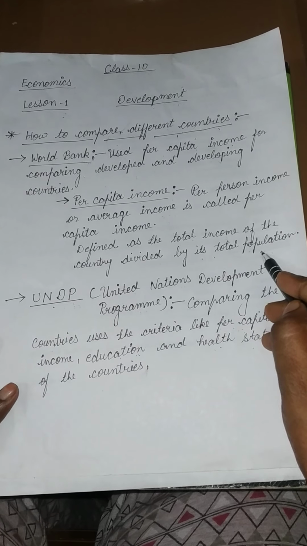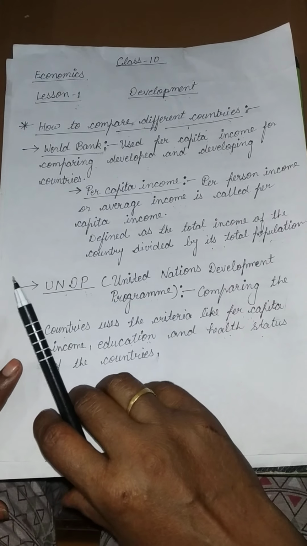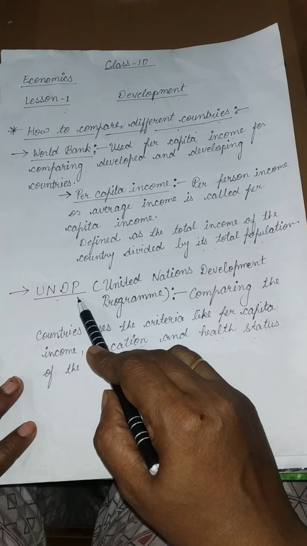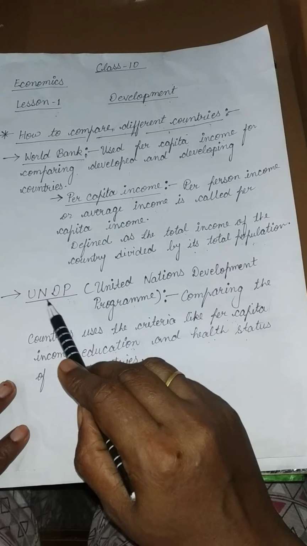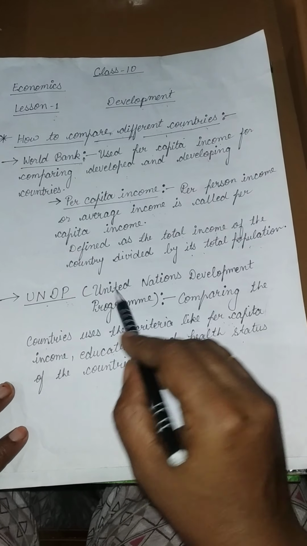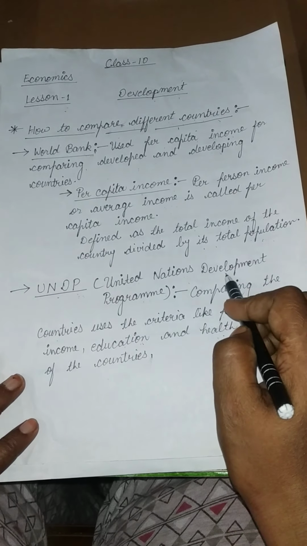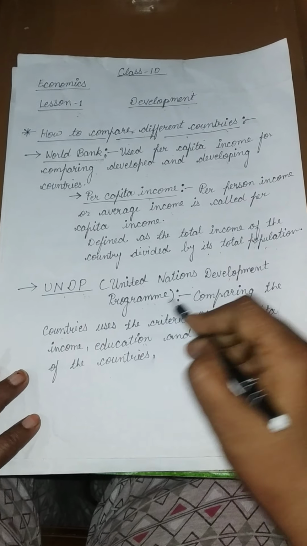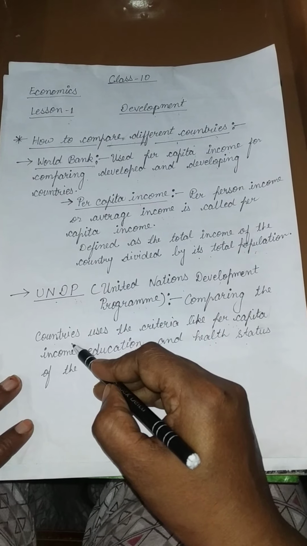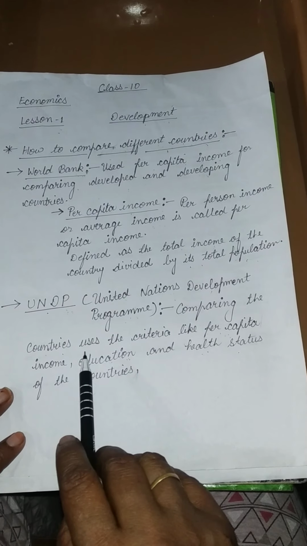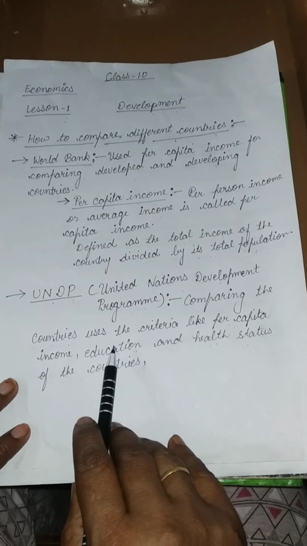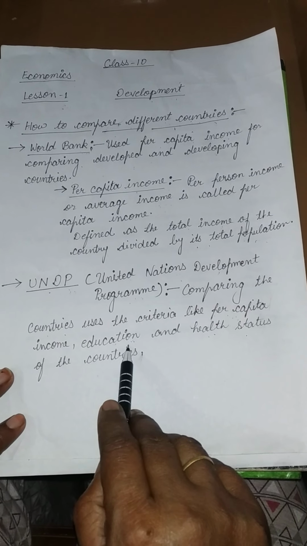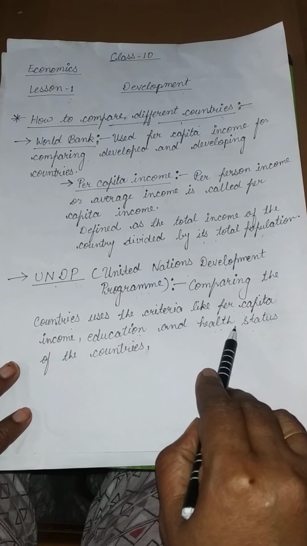The second organization which provides us data for the developed or developing status of different countries is called UNDP. The full form of UNDP is United Nations Development Programme. This organization compares countries using different criteria like per capita income, the education status of a country, or the health status of that country.